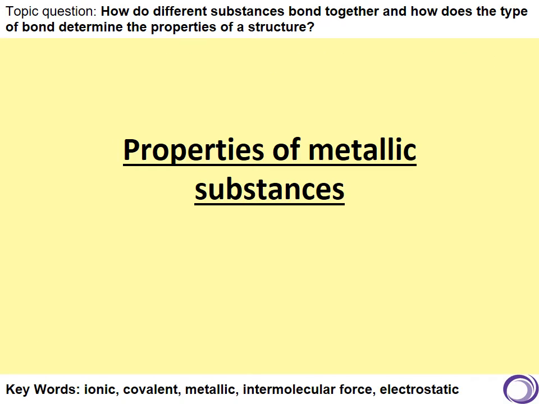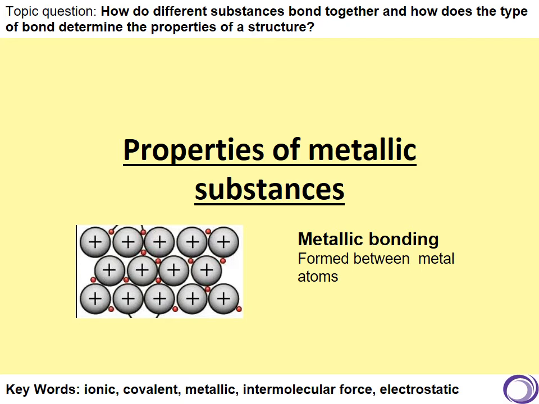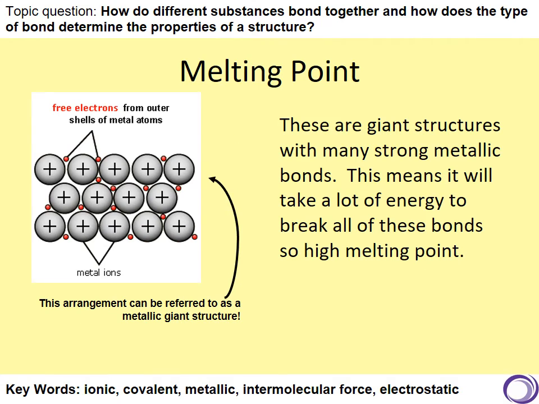Let's look at the properties of metallic substances, reminding you that metallic bonds are formed between metal atoms. These are giant structures, and as we've seen before, things that have giant structures have high melting and boiling points, and this is because they have many strong bonds. That means that it will require a lot of energy to break all of these bonds, so therefore metals have high melting and boiling points. The exception, of course, to this is mercury, which is a liquid at room temperature.